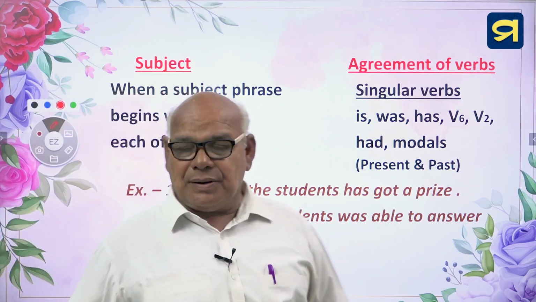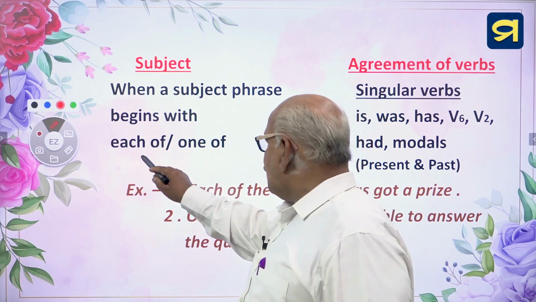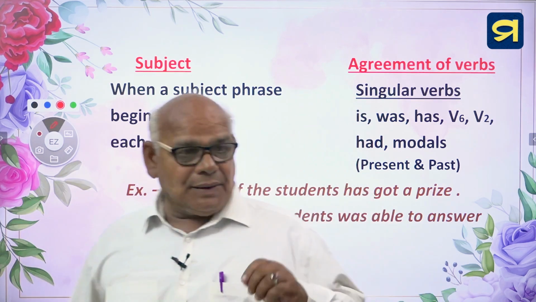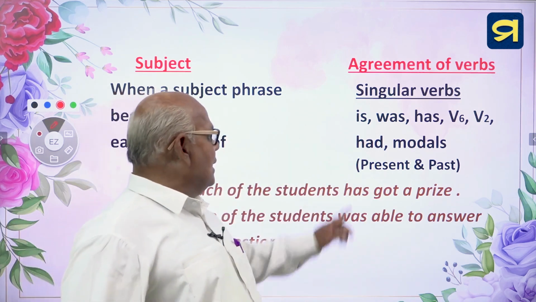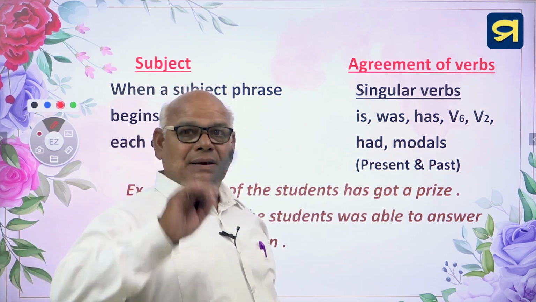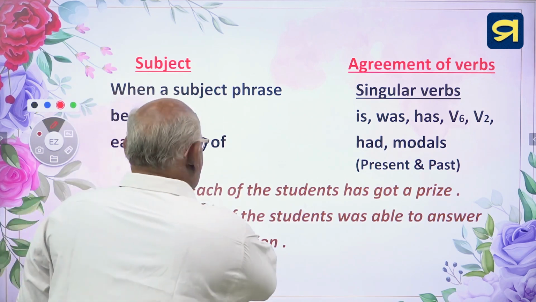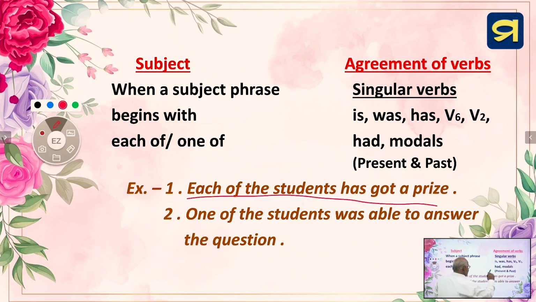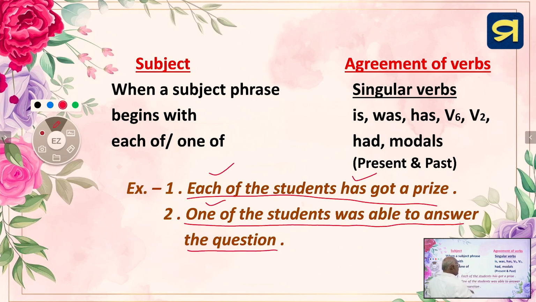When a subject phrase begins with each of or one of, it takes the singular verb is, was, has, V6, V2, had, and modals. Let's discuss some examples. Each of the students has got a prize. The sentence begins with each of and it takes the singular verb has. Example 2, one of the students was able to answer the question. The sentence begins with one of and it takes the singular verb was.